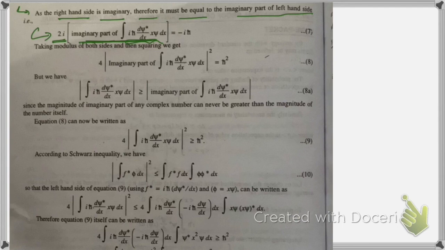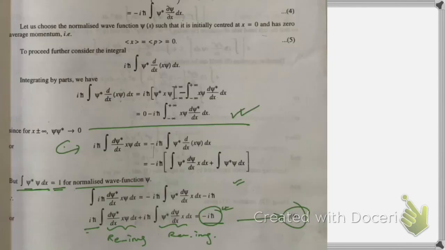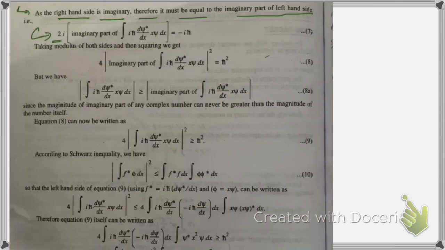So I hope you can get my point, but let me explain again. Here you see, we have two terms. Each has a real and an imaginary part. If you take the imaginary parts and add them, you will end up with twice the imaginary part of this, right? So taking the modulus and squaring, we get this result. This is equation number 8, and the one we have taken before is equation number 7.